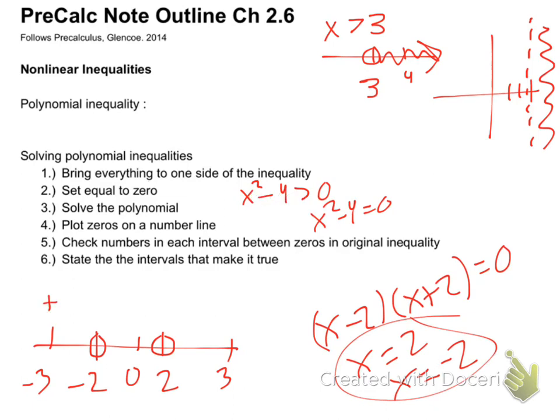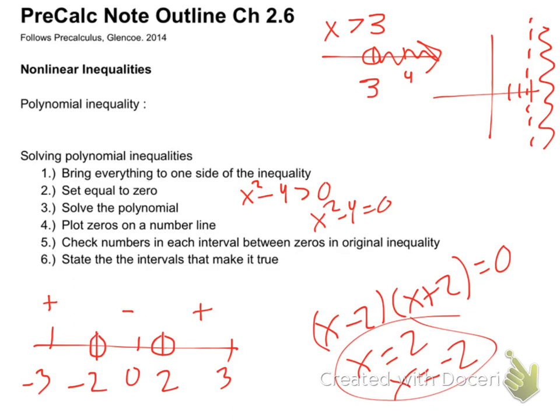That's positive. I go to the middle, 0. Well, 0 squared minus 4 is -4. That's a negative. And then I put in 3. 3 squared is 9, 9 minus 4 is 5. It's positive. And then in step 6 here, state the intervals and which make it true.